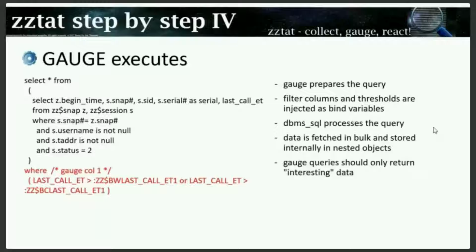So if you look at the query, we have a fairly basic select statement which runs against this $CC session table to fetch the last call ET column among some other columns, and then injects the thresholds that we have defined. So for example, if a session has been idle for more than 300 seconds, we consider that a warning. And if it has been idle for more than 900 seconds, we consider it a critical situation.